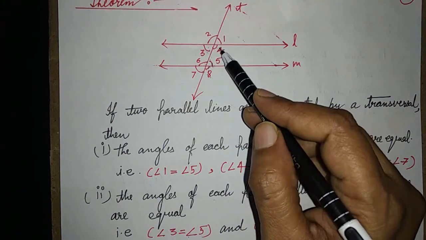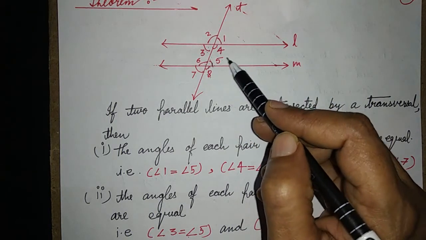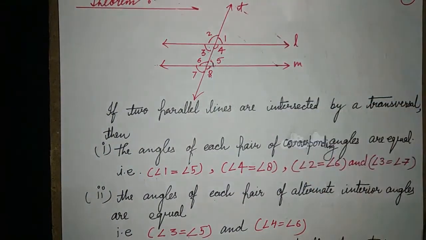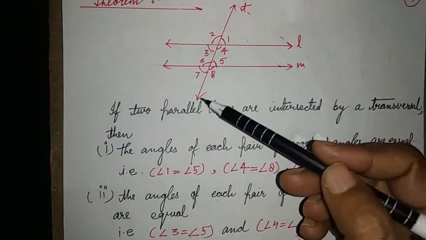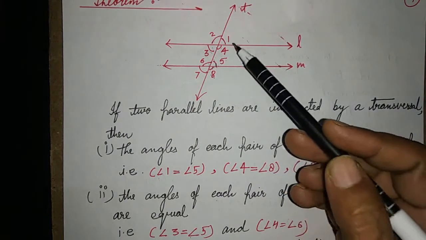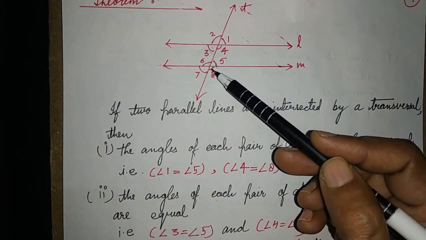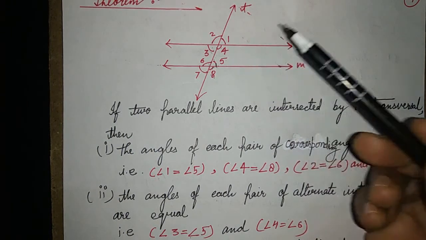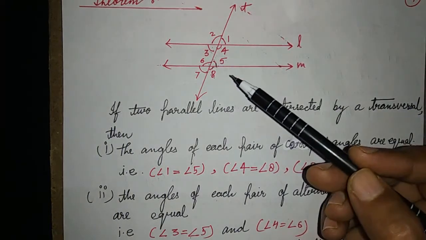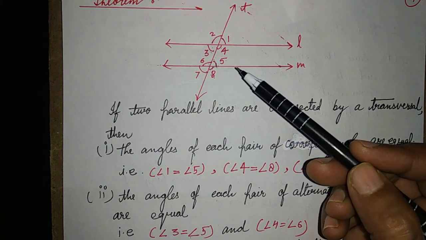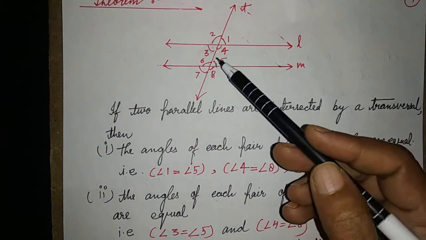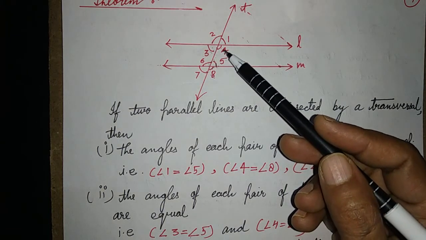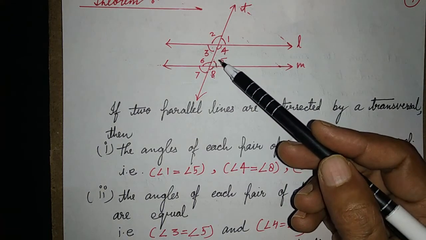So here if two lines are parallel and intersected by a transversal line, then corresponding angles are equal, alternate interior angles are equal, the pair of alternate exterior angles are equal, and the sum of co-interior angles is supplementary. Okay.